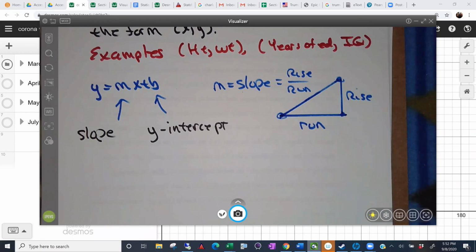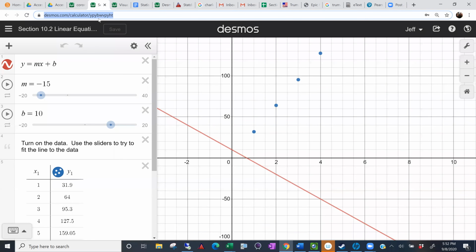So let's acquaint ourselves with some of that and some special cases of the slope. And for that, I'd like to go to another little Desmos link that I sent you. Should look like this when you open it up. So linear equations is the title. I'll put this in the chat real quick in case you've missed it someplace.